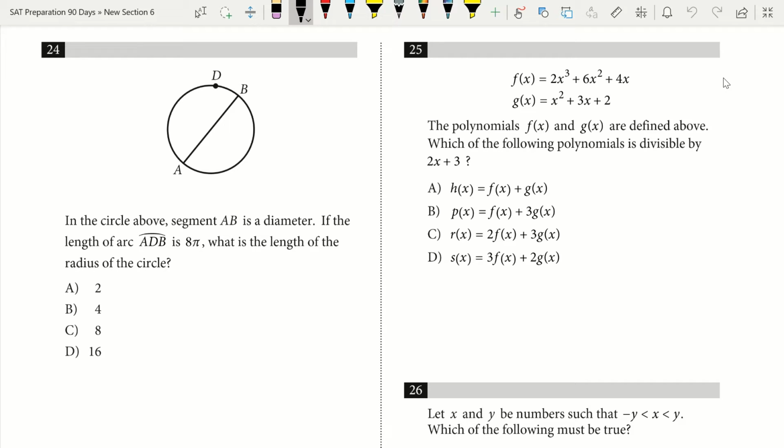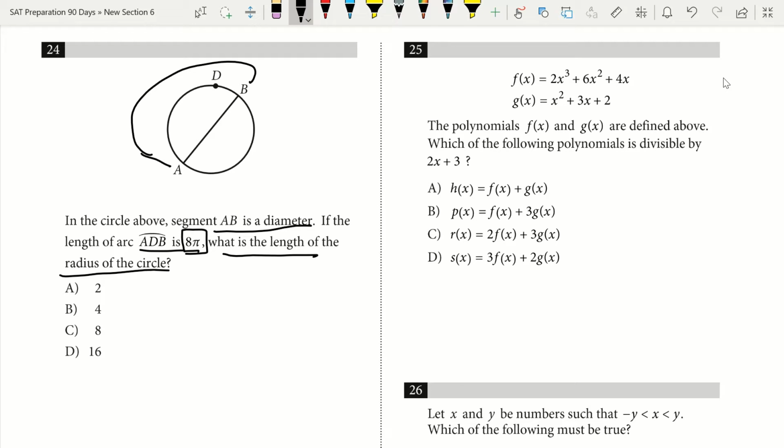So we have question 24 as our first problem. We have, in the circle above, AB is a diameter. If the length of arc ADB, which means it's going to be this arc here, from A all the way to B, is 8 pi, what is the length of the radius of the circle? Okay, well, AB is our diameter, and I'm told that the length of that arc from A to B through D is 8 pi.